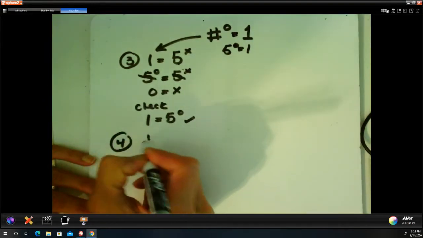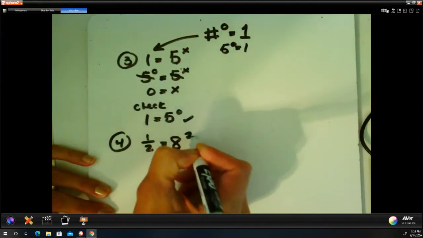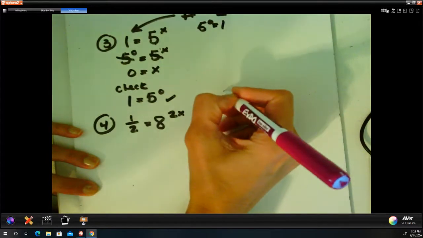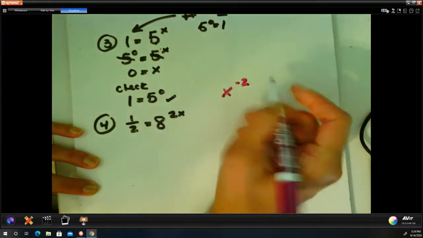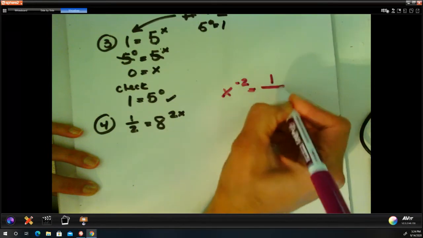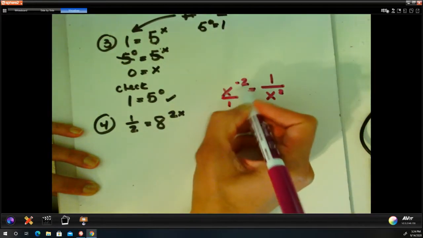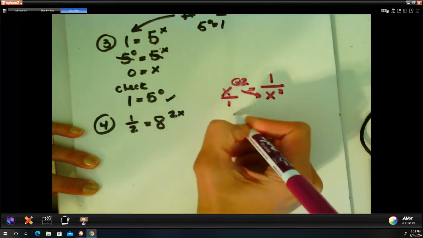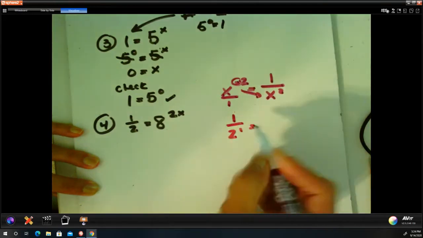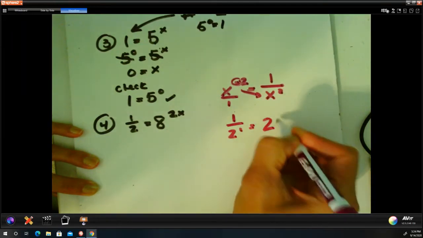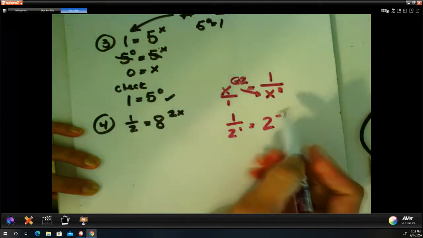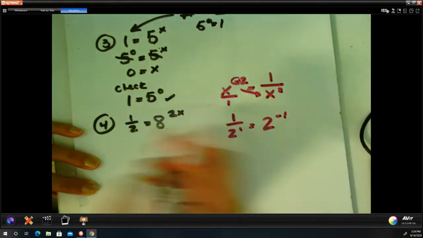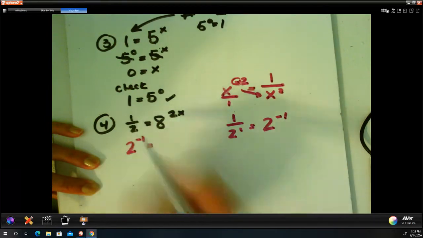Number 4, 1/2 equals 8 to the 2x. For some reason, we have that fraction phobia. But remember, we learn laws of exponents. So if you had x to the negative 2, you are allowed to write that as 1 over x squared, right? Because that's really x to the negative 2 over 1. The negative exponent flips it and changes its sign. So if I have 1 over 2 to the 1, I could write that as 2 to the negative 1. And that's what I want to do. So 2 to the negative 1 is the same as 1 over 2 to the 1, or 1/2. So 2 to the negative 1 for that side.